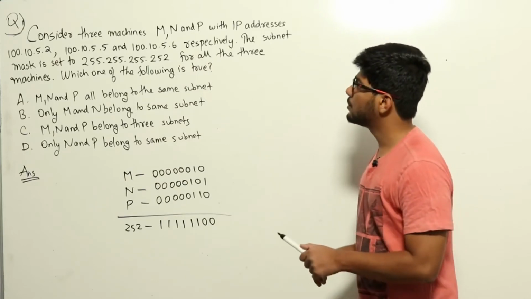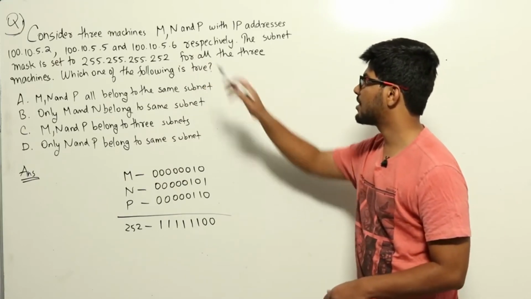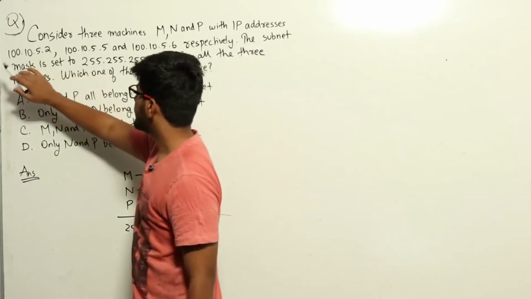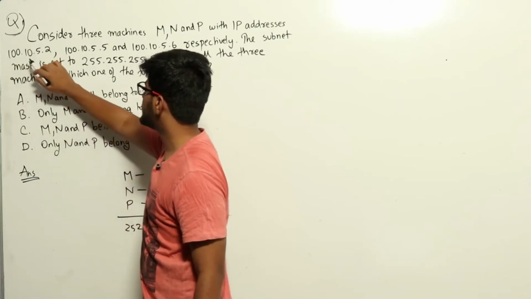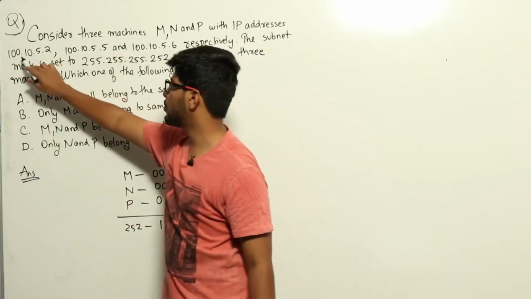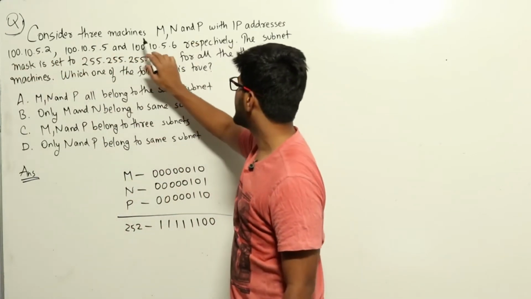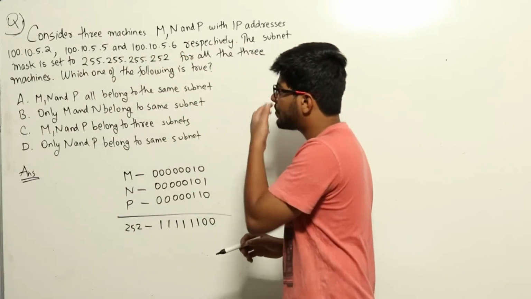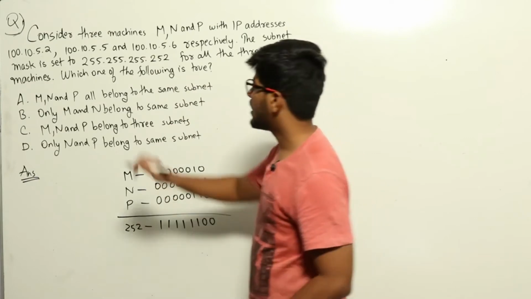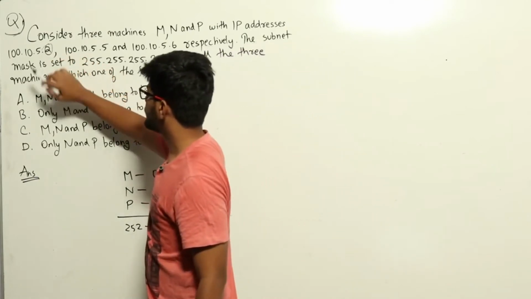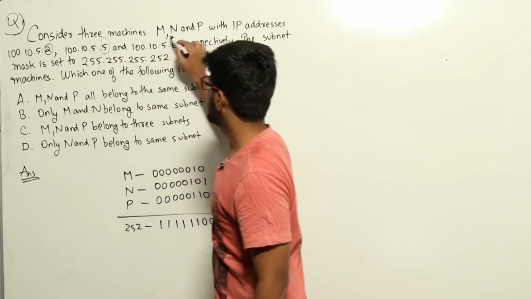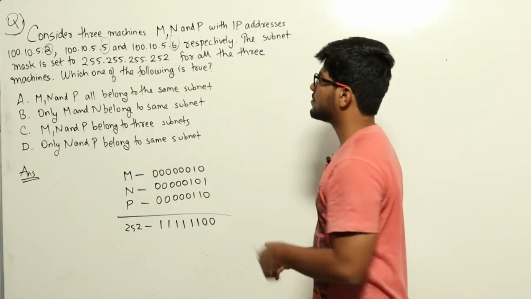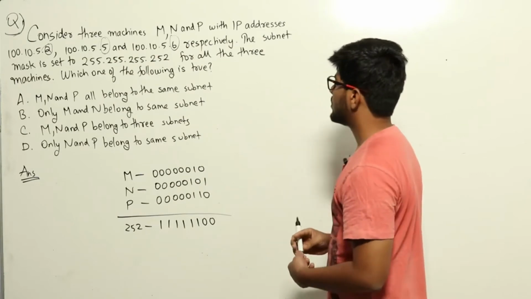Now we'll do the bitwise AND of subnet mask and IP addresses and find out the network IDs. The first 24 bits of all the IP addresses are the same, that is 100.10.5, 100.10.5, 100.10.5, the same for all 3. So in that part the network ID won't differ. Only in the last 8 bits, that is 2 for the first one, 5 for the second and 6 for the third, we need to check whether these belong to different subnets.